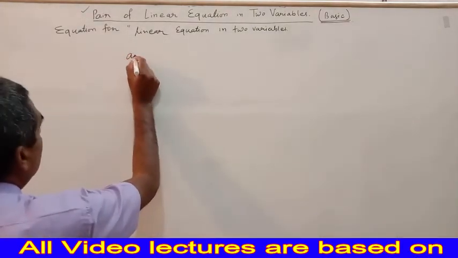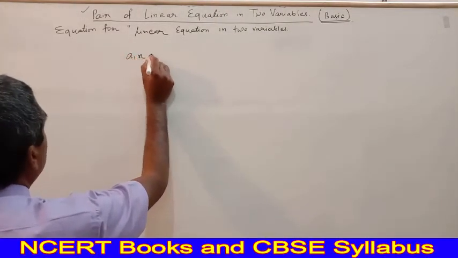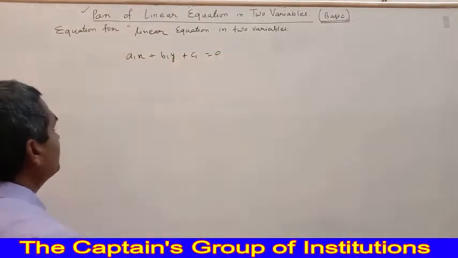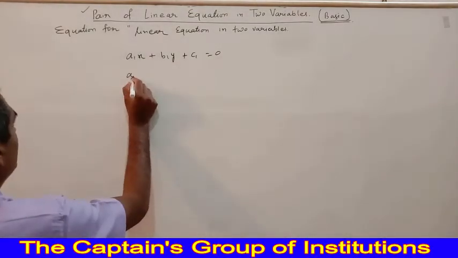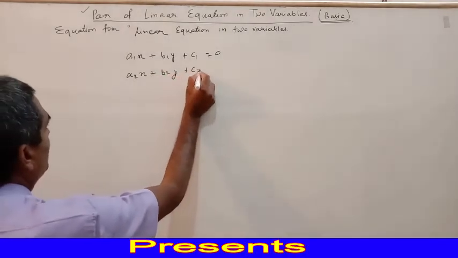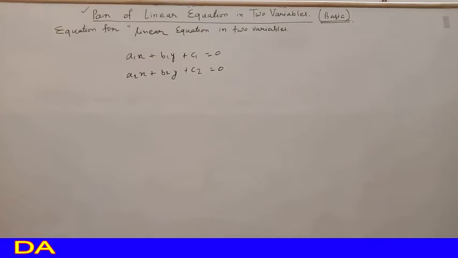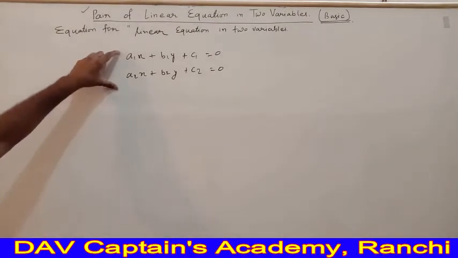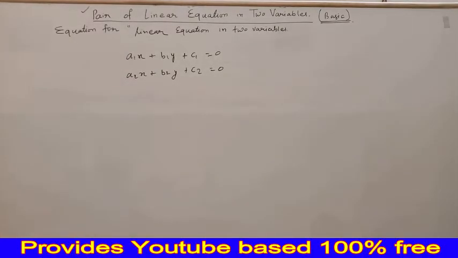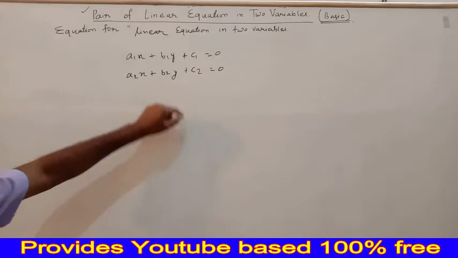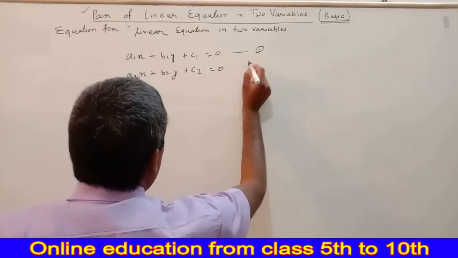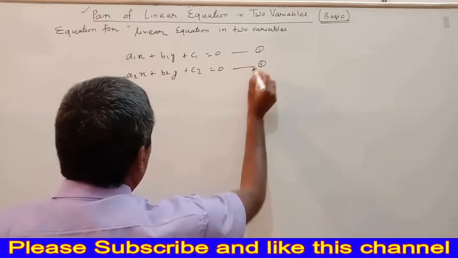Suppose that this will be a1x plus b1y plus c1 is equal to 0, and a2x plus b2y plus c2 is equal to 0. So both the equations are also called simultaneous linear equation in two variables, or pair of linear equation in two variables. So this equation can be represented as equation 1 and this equation can be represented as equation 2.